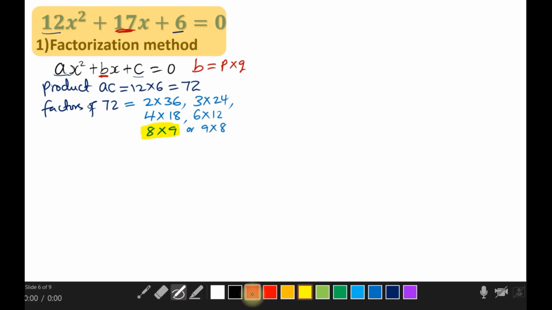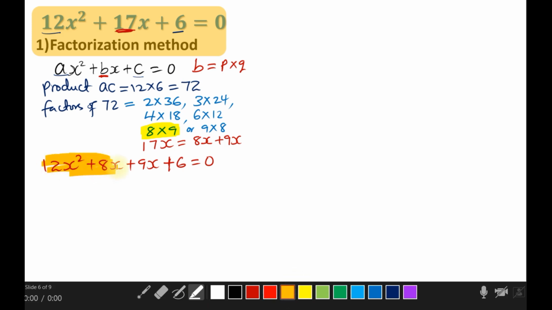Now, the middle part, which is 17x, will be written as 8x plus 9x. So we write the middle term in the expanded form, that will be 12x squared plus 8x plus 9x, then plus 6 is equal to 0.